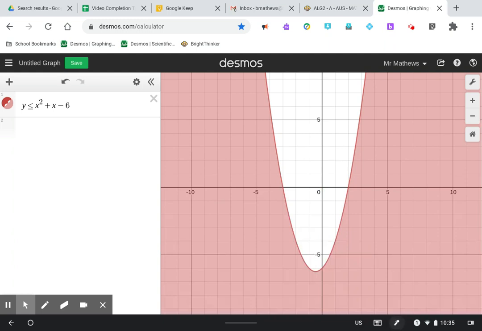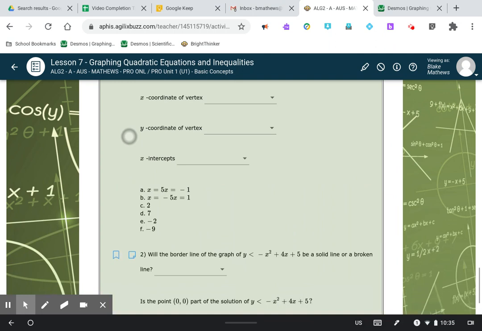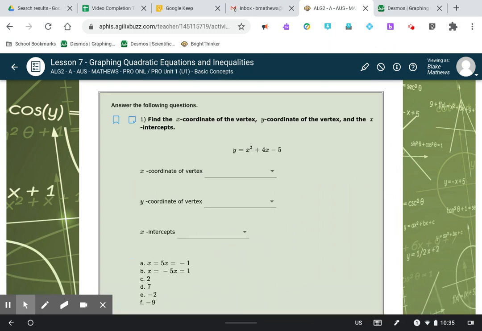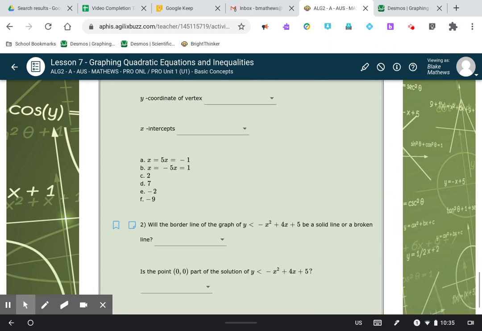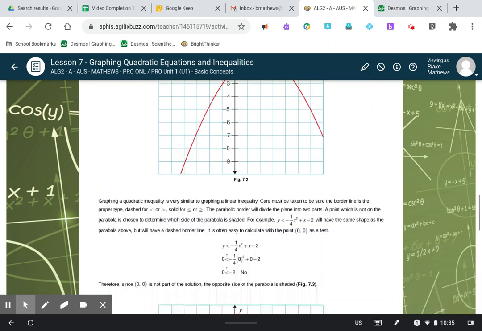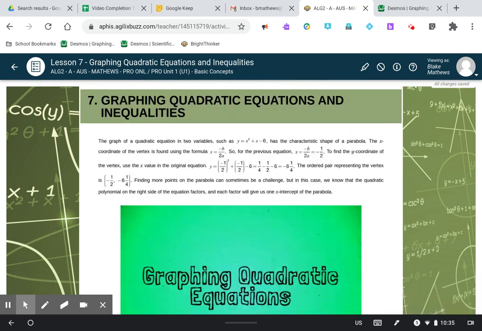But you'll be answering with a different equation. You're going to be answering with this equation here, and then they change it to an inequality symbol in number 2. And that's pretty much it. So that's your video lesson for number 7. I'd recommend using Desmos and graphing, and then just answering the questions from there.